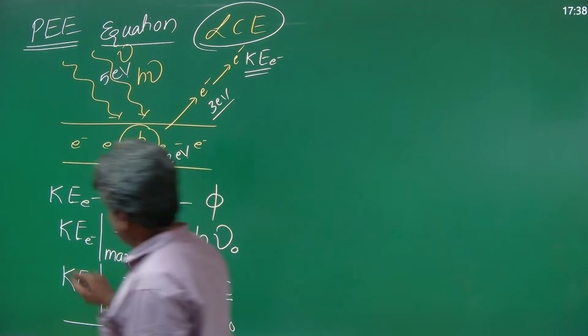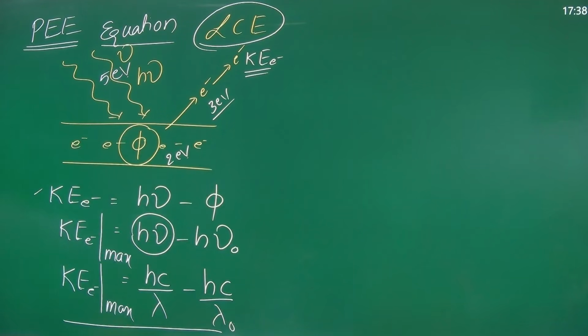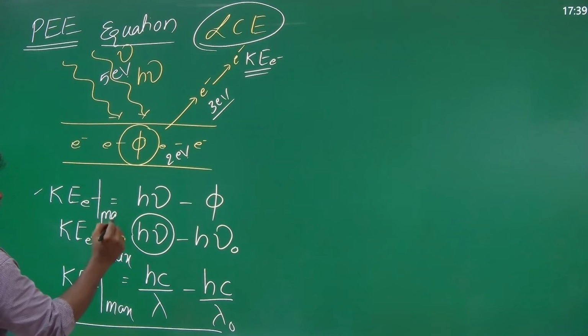Maximum is this one. Then what is the minimum? You understand why it is maximum? This is the maximum. Maximum kinetic energy of the electron is nothing but sending minus spending, which is the remaining. Remaining is the maximum. Now my question is, what is the minimum kinetic energy?